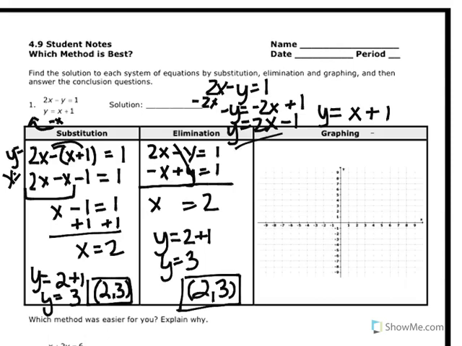So I'll start with this equation right here. I'm going to graph the y-intercept, which is negative 1. And then you have a slope of 2. Let's put a 1 under it to make it a fraction. 2 over 1, 2 over 1, and so forth.